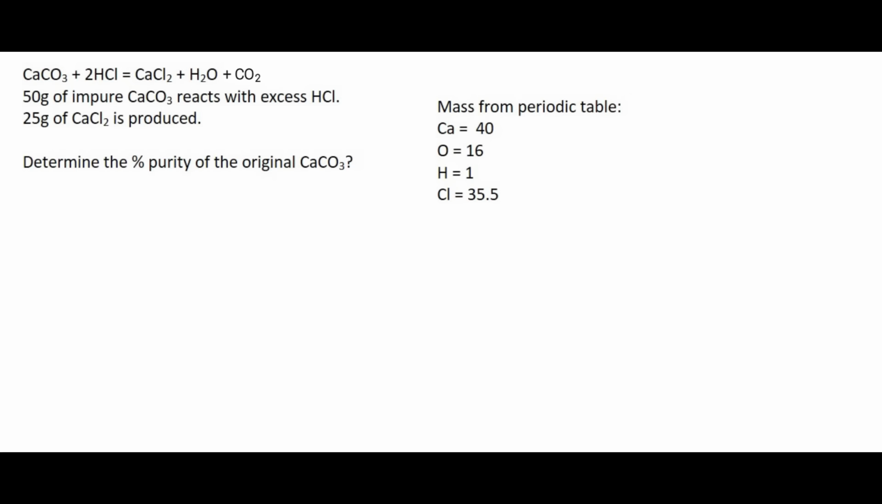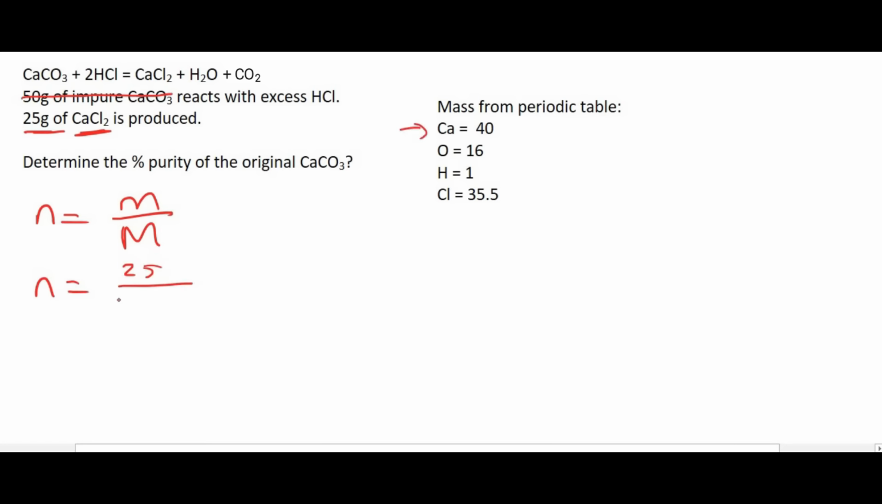One more question. So here they start us off with 50 grams of impure. Take that away. We don't want to use that. They say here that 25 grams of CaCl2 is produced. So let's start there. n equals m over M. Number of moles is equal to the mass of CaCl2, which is 25, over the molar mass. Calcium chloride, so that's going to be calcium, which is 40, plus 2 chlorines, and each chlorine is 35.5. So that's going to be 35.5 plus another 35.5.